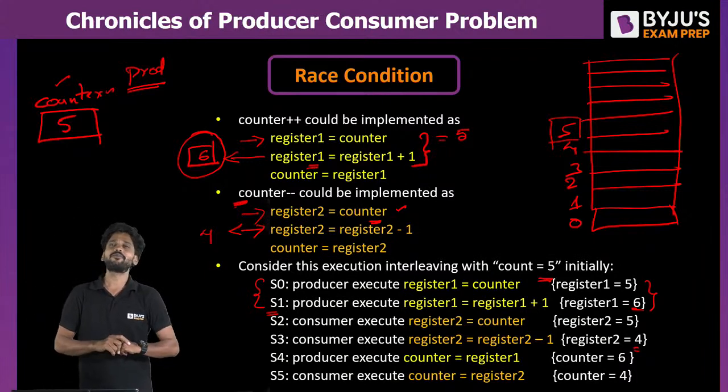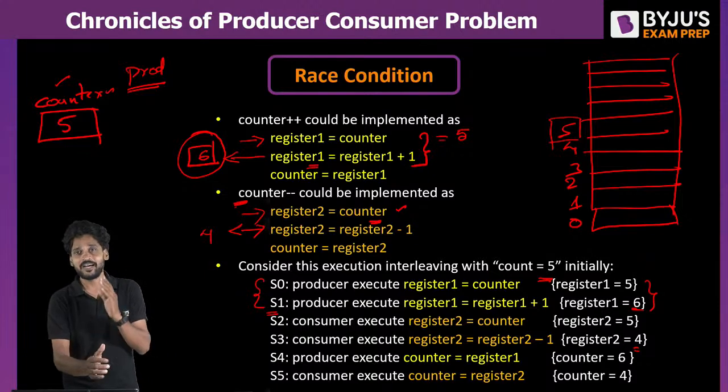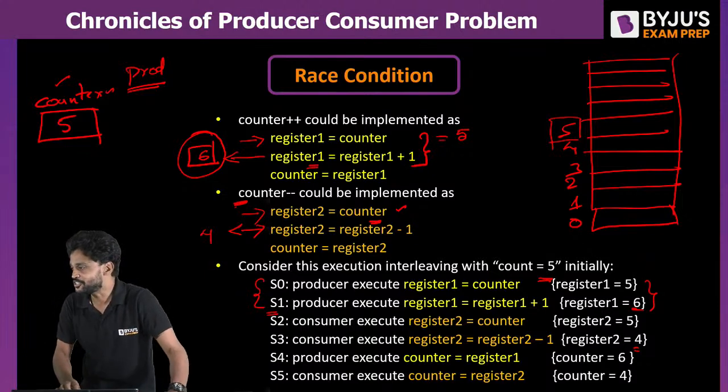So this is the producer-consumer problem. I hope you got it completely. Inconsistent result. Tahir, yes or no?